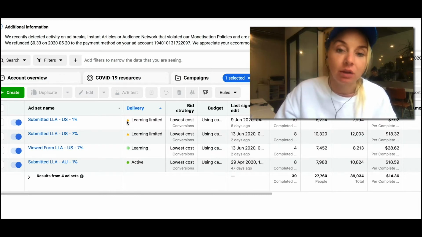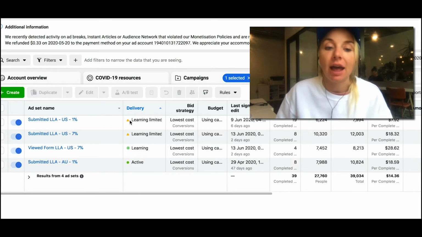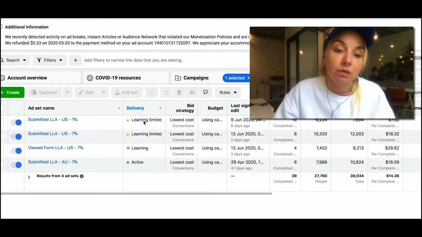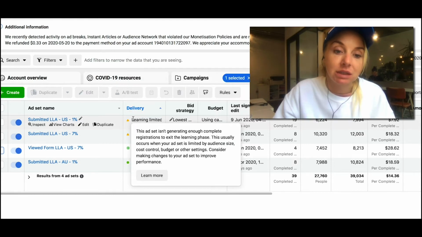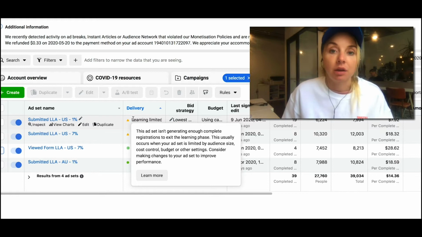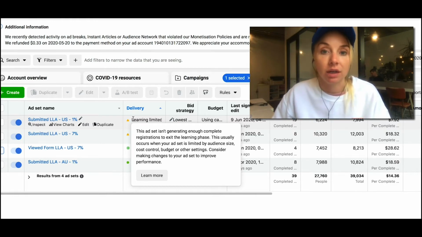It shows up at your ad set level with this kind of yellow hazard symbol, which can be pretty disturbing if you've never come across this or aren't sure what to do about this. So what is Facebook trying to tell you here? If you scroll over it, what you'll see is Facebook's basically telling you you're not getting enough leads for it to optimize properly and get out of the learning phase, and this is probably due to not having enough budget, cost cap controls, or the size of your audiences.